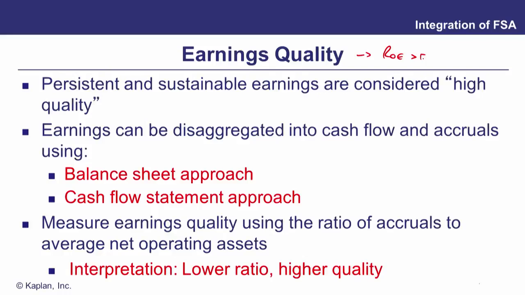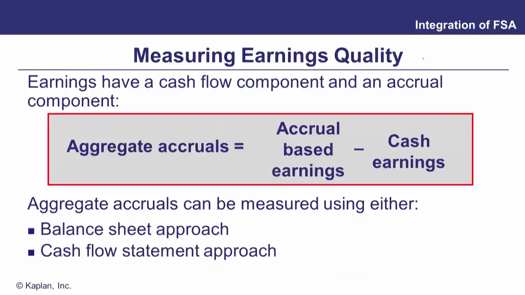Now, the basic idea is if the ratio of aggregate accruals to net operating assets is rising, that's an interpretation, therefore, of lower quality, whereas if the aggregate accruals to average net operating assets is falling, then it's telling us our earnings quality is improving. So lower ratio, higher quality; higher ratio, lower quality.